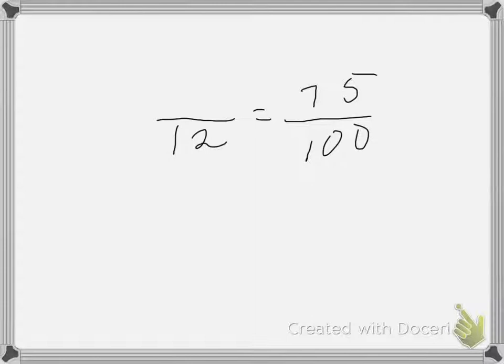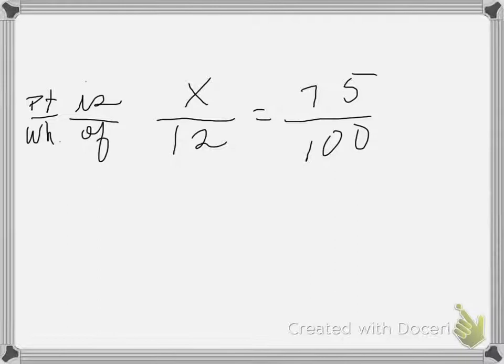Okay, so we know that it's 75%, so we know percent over 100. And we also know that there were 12 carrots in the bag. That means a total of 12 carrots in the bag. So that's part over whole, or is over of. Is is the same as part. Of is the same as whole. I'll just put WH, okay?